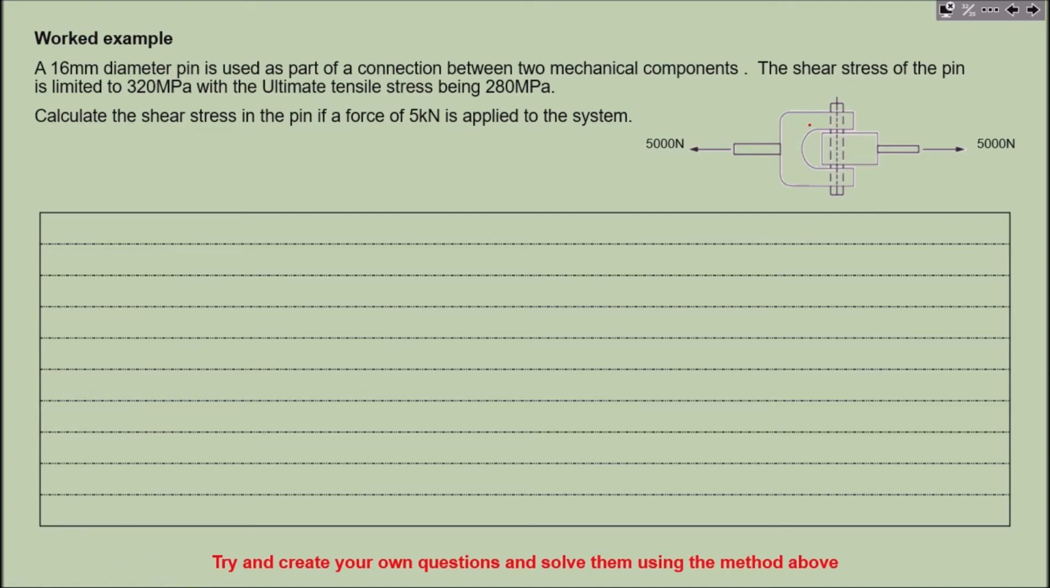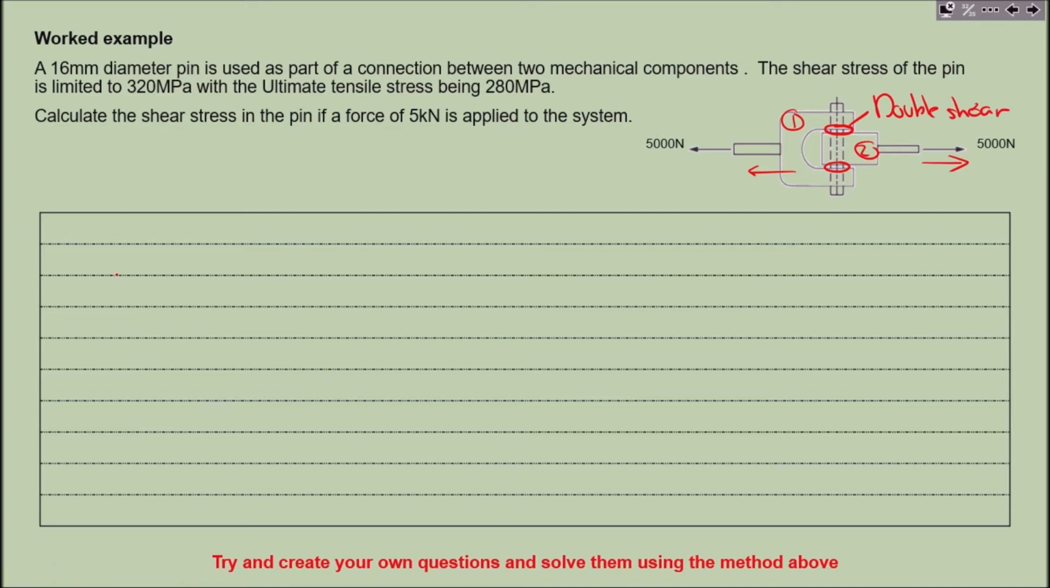Now, a different scenario here. We've got this connection, part number 1 and part number 2. Part number 2 is going to go in that direction, part number 1 is going to go in that direction. Because this is a different arrangement than what we've looked at earlier, we've got two areas under shear here. So that's classed as double shear, which means we're going to have to tackle this question in a slightly different format.